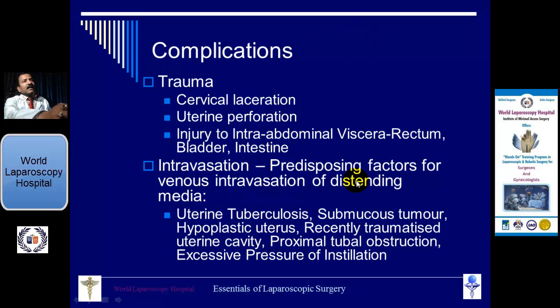Now complications are trauma, cervical laceration, uterine perforation, injury to the intra-abdominal viscera, rectum, bladder and intestine. This is one of the very common complications, the injury. That one injury already you have seen during your course, isn't it? That it happens. But luckily it was only the uterus, not the rectum or the bladder or the intestine. And there was already a perforation pre-existing.